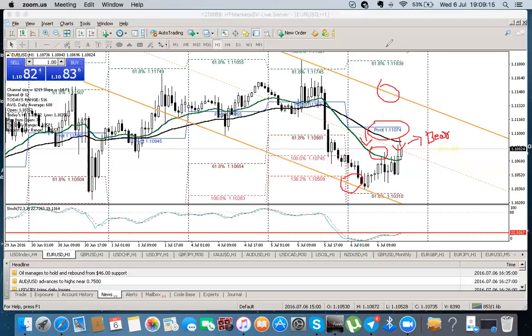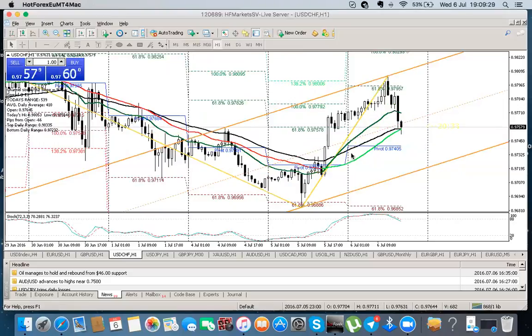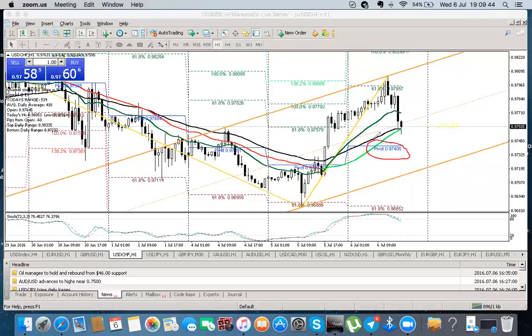So for an example, I'm going to take another chart so that you can understand what I'm talking about. I just pulled up the US dollar versus Swiss franc. If you look at the structure here, we first look at the pivot point, right? These candles are above the pivot point, which means the market is under the bulls' control.